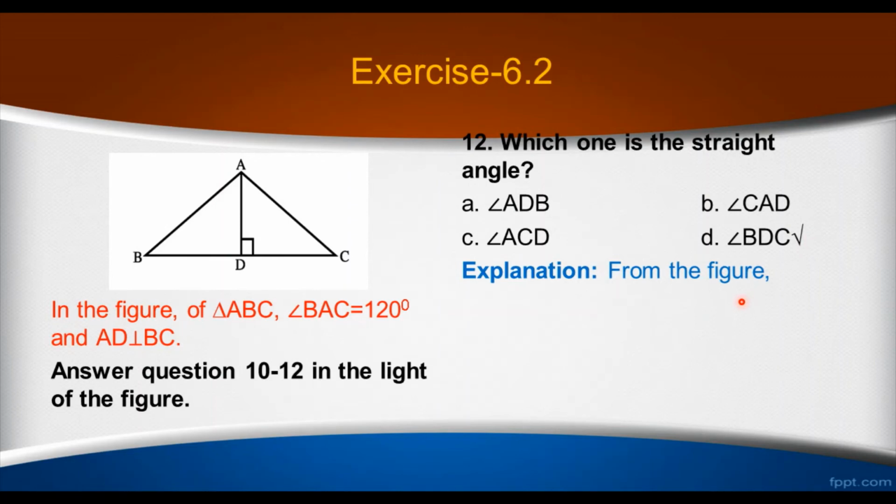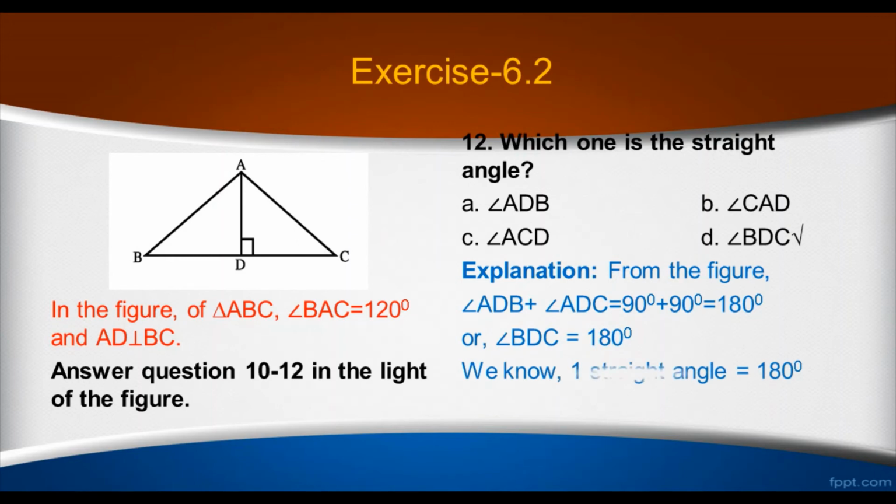Let me show you how we can get that angle BDC is a straight angle. From the figure, angle ADB, this one angle, and angle ADC, this one angle, if we add their values, we will get 180 degrees, or angle BDC equals 180 degrees. Why? Because if we divide angle BDC, we get angle ADB plus angle ADC. We know one straight angle equals 180 degrees. So we can say angle BDC is a straight angle.